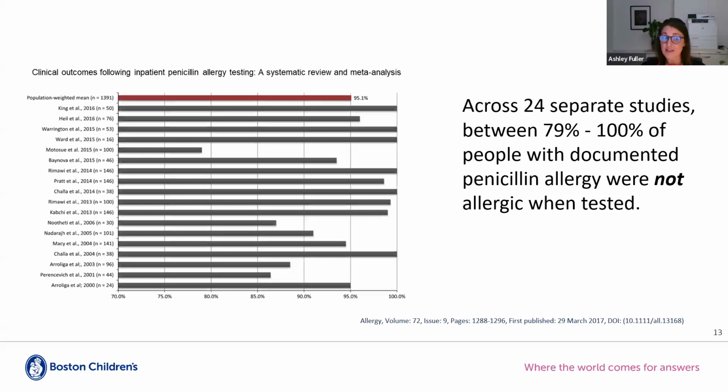But we also know that not everyone with a documented allergy is truly allergic. In fact, most are not. This chart shows the results of a meta-analysis, right? A study of other studies, looking at 24 different studies in which patients with a penicillin allergy label were actually tested to see who was allergic. Across the studies, more than 1,000 patients with a documented penicillin allergy were tested, and the proportion of people with a negative penicillin skin test ranged between 79 and 100%. So on average, 95% of patients with a labeled penicillin allergy who were then tested were not actually allergic to penicillin.